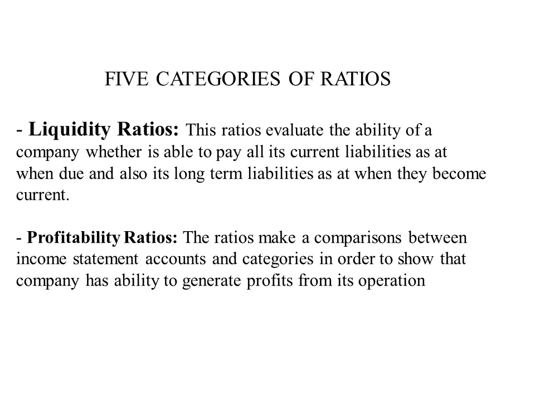Five categories of ratios. Number one, liquidity ratios. These ratios evaluate the ability of a company whether it's able to pay all its current liabilities as at when due and also its long-term liabilities as at when they become current. Number two, profitability ratios. The ratio makes a comparison between income statement accounts and categories in order to show that company has ability to generate profit from its operation.